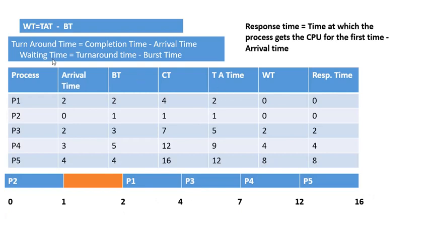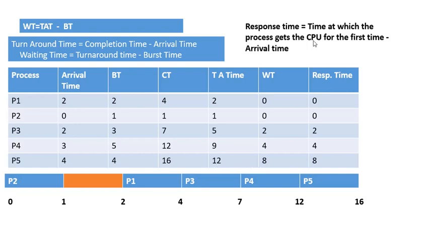Now the turnaround time. Turnaround time means completion time minus arrival time. So 4 minus 2 is 2, 1 minus 0 is 1, 7 minus 2 is 5, 12 minus 3 is 9, and 16 minus 4 is 12. Now waiting time means turnaround time minus burst time. So 2 minus 2 is 0, 1 minus 1 is 0, 5 minus 3 is 2, 9 minus 5 is 4, and 12 minus 4 is 8.